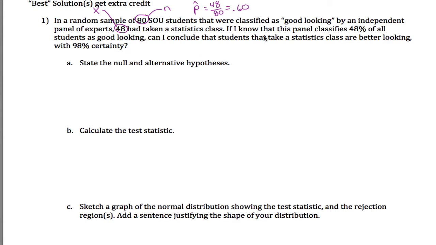And I know that 48% of all people, so this is P naught, is 0.48. And what I want to do is figure out if I can draw a conclusion with 98% certainty. So this is saying that alpha is equal to 0.02. And if you pull through all that information, you can do the rest of these problems.